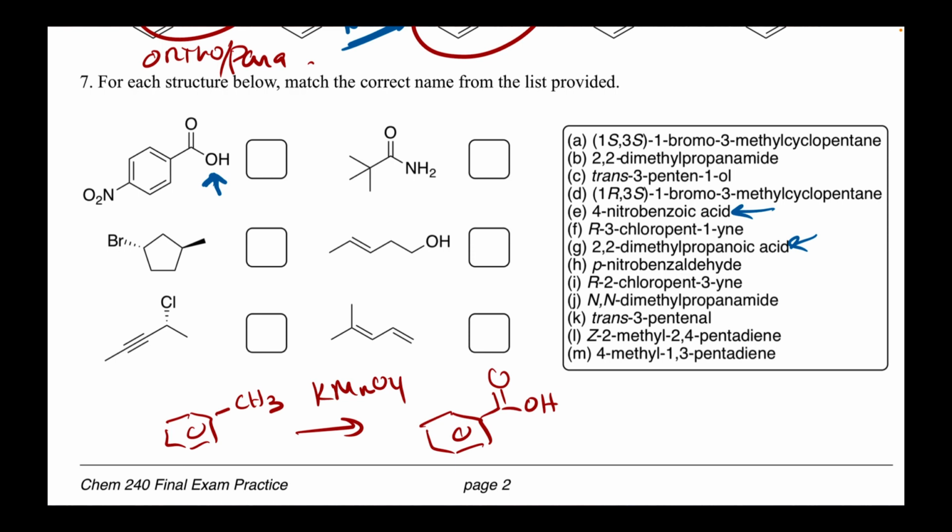Yeah, E. 4-nitrobenzoic acid. So benzoic acid is the parent, with a nitro group in the 4 position. Another way we could call this is para-nitrobenzoic acid. You could use the number, or you could use the para when you have di-substituted benzenes.